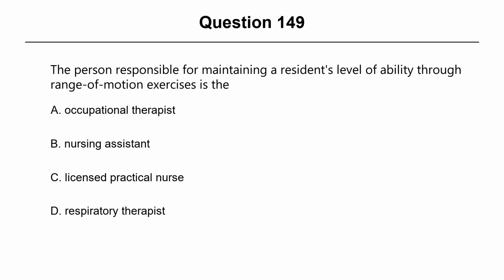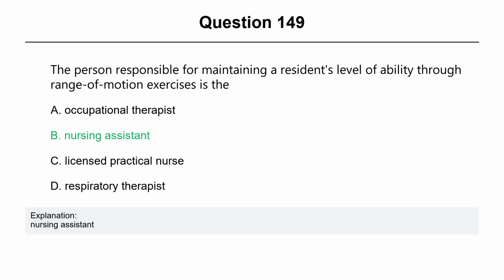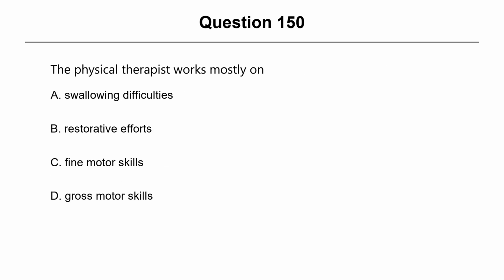Question 149. The person responsible for maintaining a resident's level of ability through range of motion exercises is the: Option A, occupational therapist. Option B, nursing assistant. Option C, licensed practical nurse. Option D, respiratory therapist. The correct answer is option B, nursing assistant.